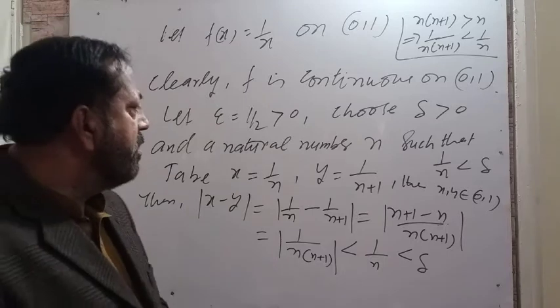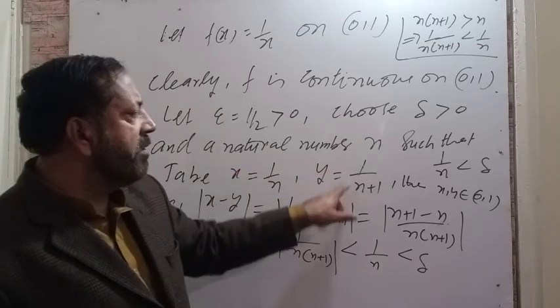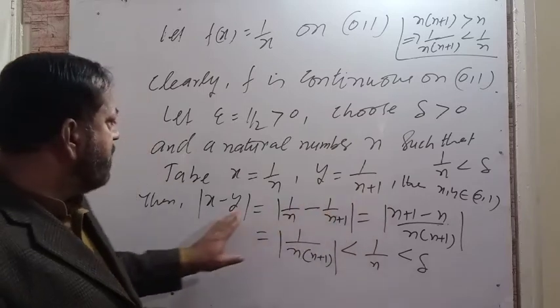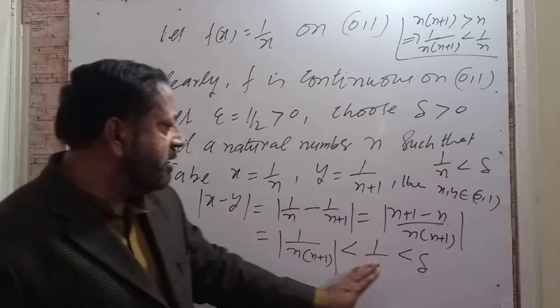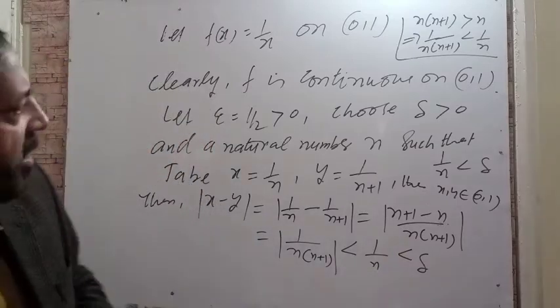Okay, so I have chosen these 2 points. One is 1 over n and the other is 1 over n plus 1, and you have seen that |x minus y| is less than delta. But what is the value of f(x) minus f(y)?